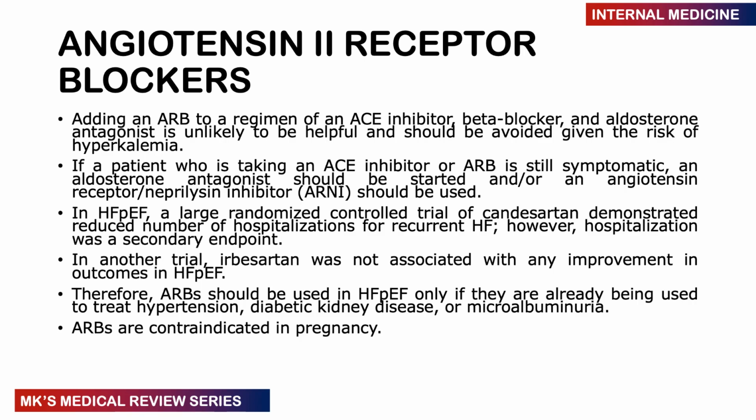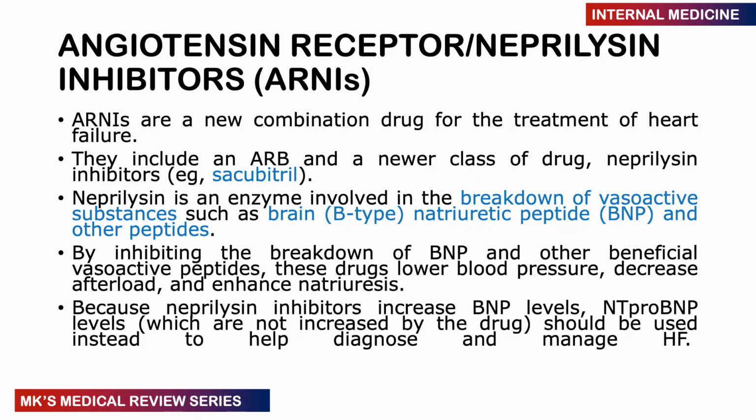So in another trial, they used another drug known as irbesartan, which was not associated with any significant improvement on the outcome. So in terms of the ARBs, they can be used in patients with heart failure with preserved ejection fraction only if you're using them in the background of treating this patient for hypertension, for example, diabetic kidney disease, or even microalbuminuria. But remember, ARBs, just like with the ACE inhibitors, are contraindicated in pregnancy.